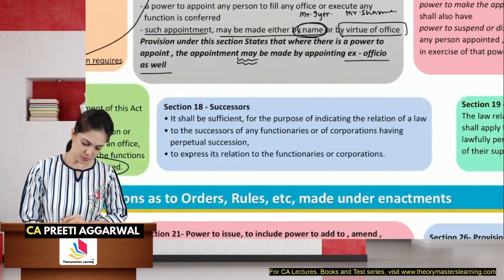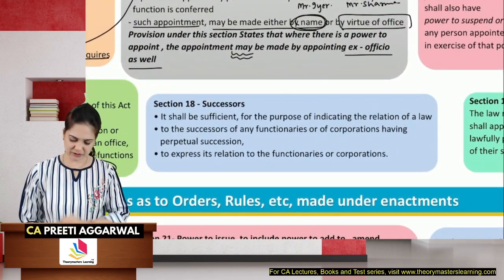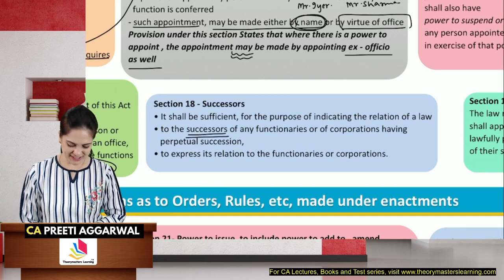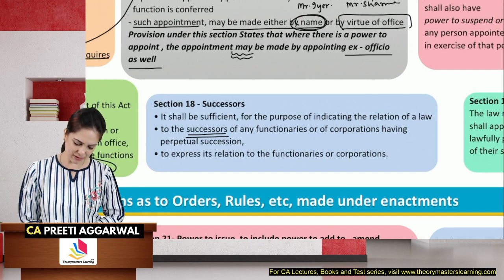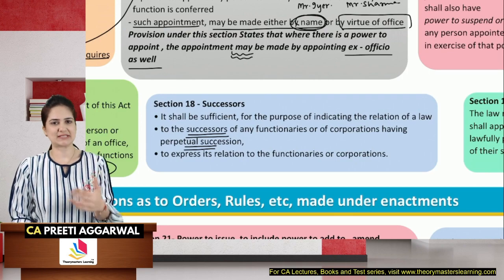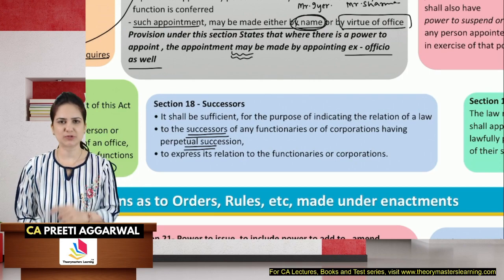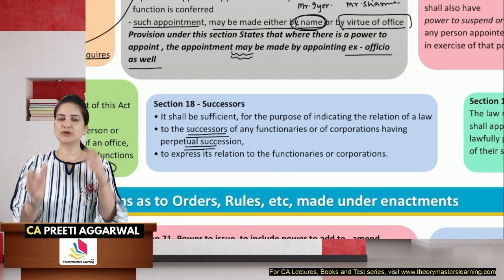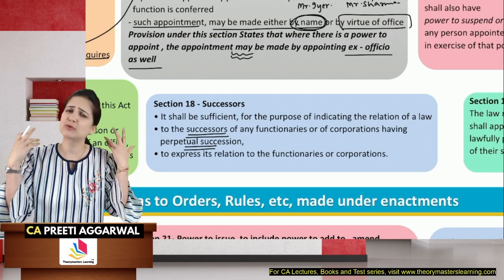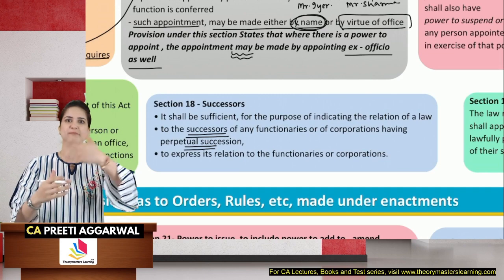Successors. Okay, let's do successors. It is sufficient for the purpose of indicating the relation of law to the successor of every functionary or of corporations having perpetual succession. Now, what is the meaning of successor? Successor means someone who is going to succeed your position. So law says that the rules which apply to a person will automatically apply to his successor also. We need not have separate rules for him.